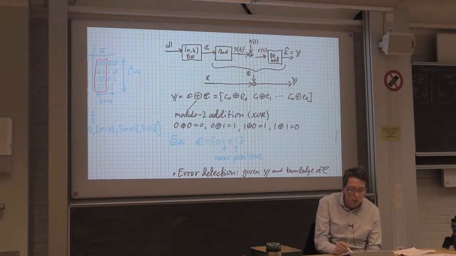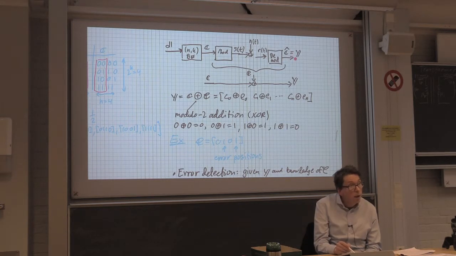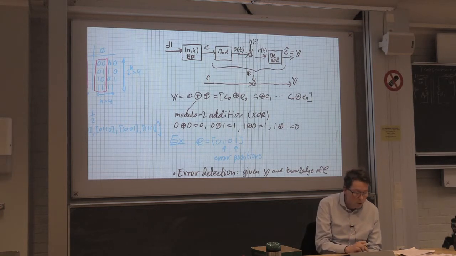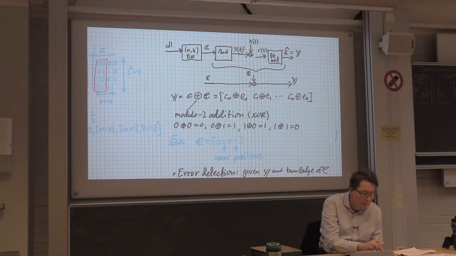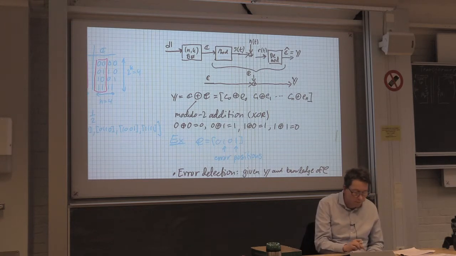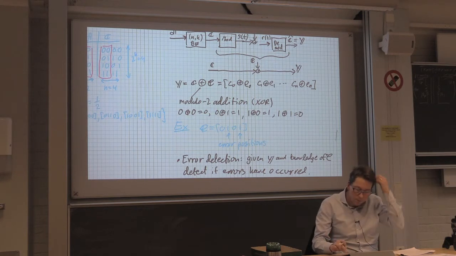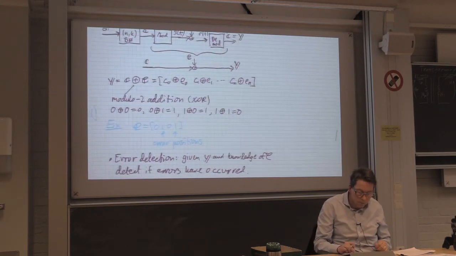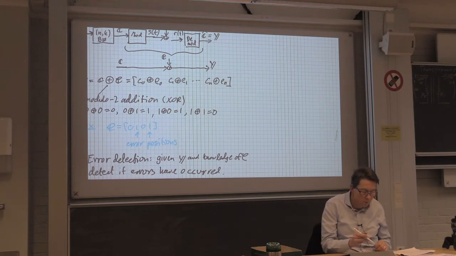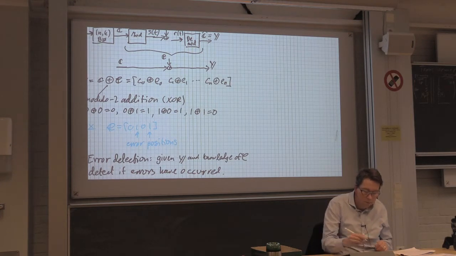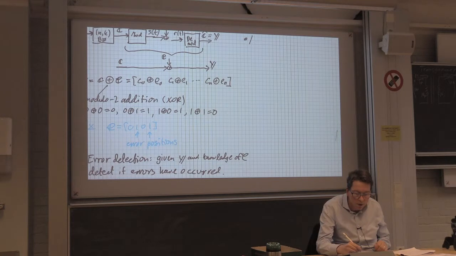So what we want to do here in the block diagram is to look at Y and then somehow decide whether there have been errors on the channel or not. So how can we do that? That's the question. So this is the main idea.